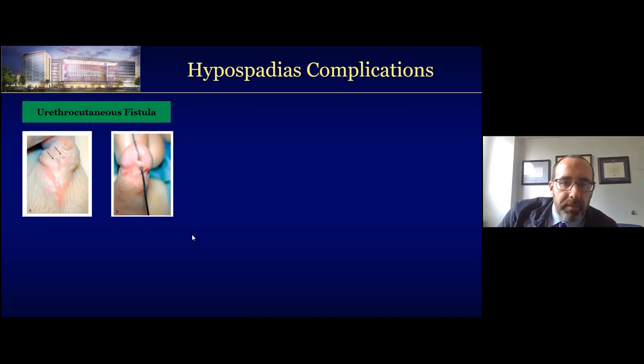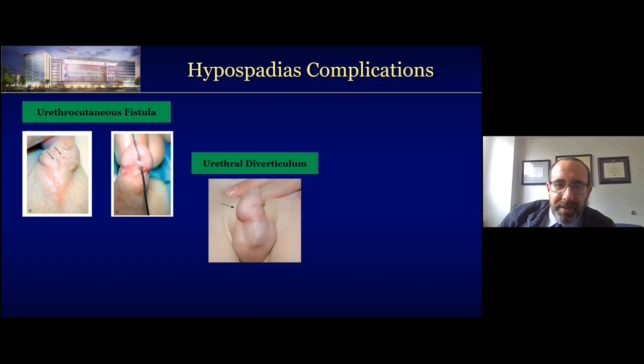Let's see. So urethral diverticulum. Hopefully you all can see that. If not, there's a little arrow there to show you. That's a sacculation of the urethra, with some laxity in that area, so you get turbulent urine flow. It can present as a patient having a little bit of dribbling after urinating. It's definitely associated more with a two-stage hypospadias repair when you use a flap than anything else, but we've encountered it in patients that have undergone any type of repair.